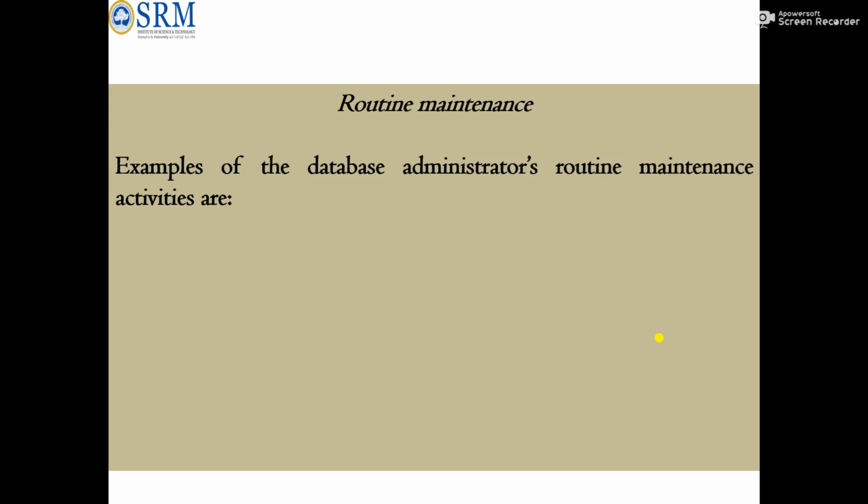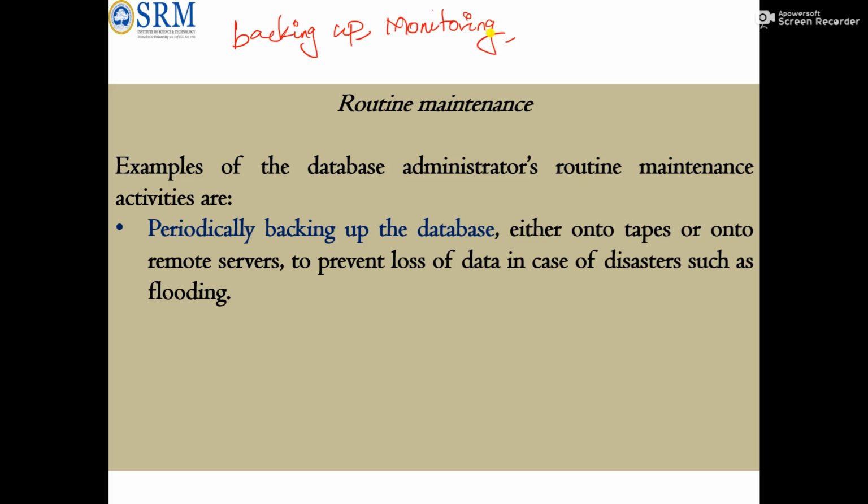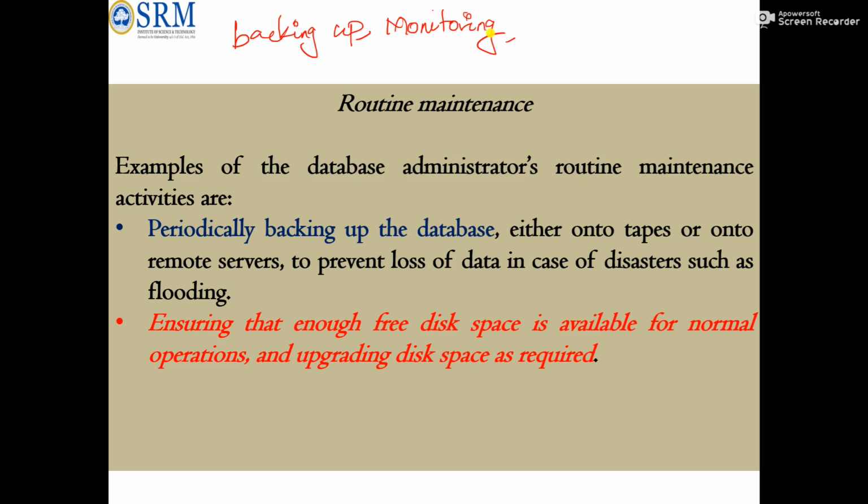And the next one is routine maintenance. The meaning of routine maintenance includes backing up, monitoring the efficiency, and so on. So periodic backing up of the data is one of the examples of the database administrator's routine work. And next, simply upgradation.